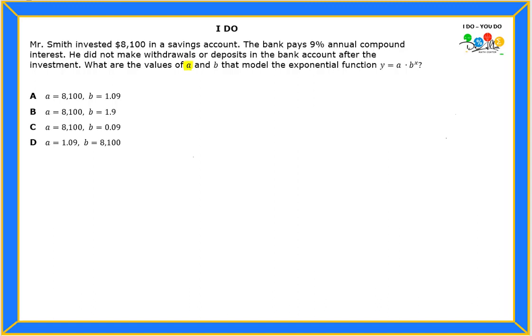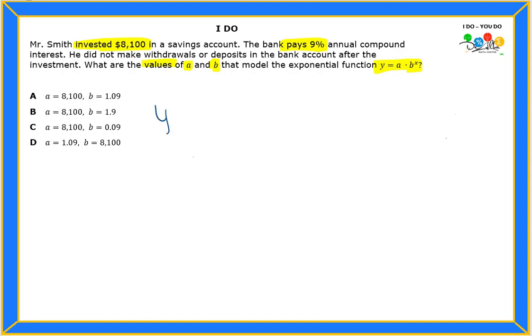Well, we're looking still for A and B. Okay, and this is the equation. This is my exponential function, right? And what's given to us is we do know how much Mr. Smith invested, right? And we also know the percent that the bank pays. They pay 9%, right? Compound investment, okay? And then it says that he doesn't do any withdrawals or deposits, which is going to make things a lot easier for us, right? So let's write down my exponential function.